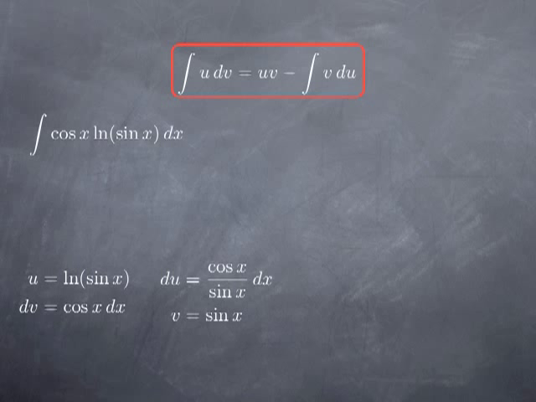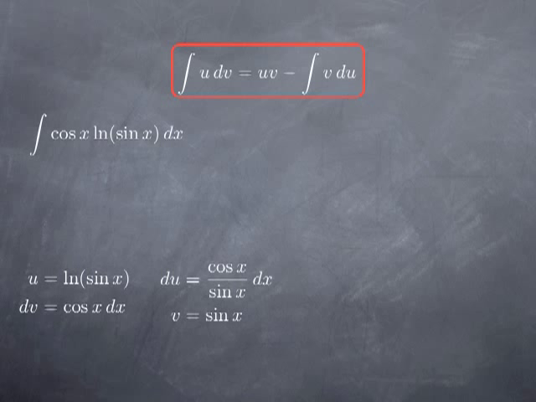Du is the derivative of ln of sine x. I have to use the chain rule. So I get 1 over sine x multiplied by the derivative of sine x. So in other words, I get cosine x over sine x dx. If dv is cosine x dx, v is an antiderivative, which is sine x.